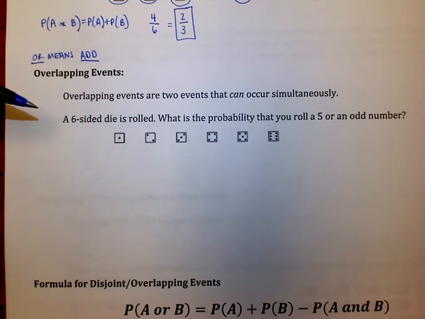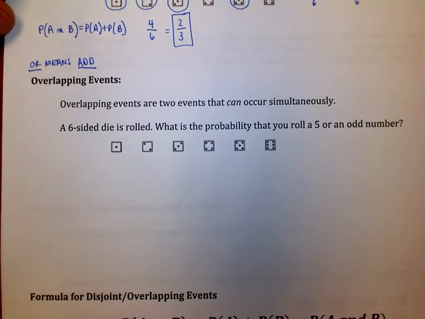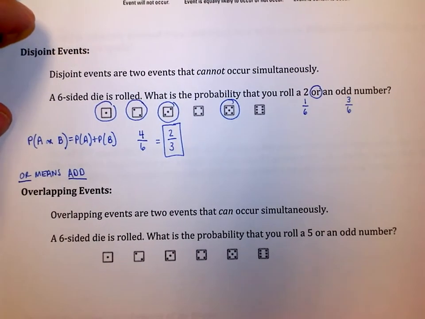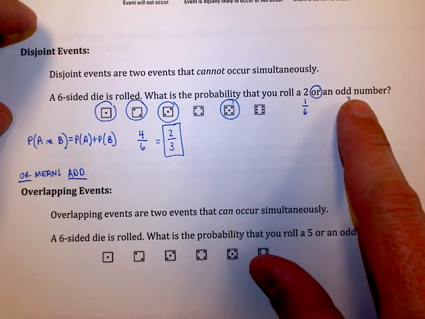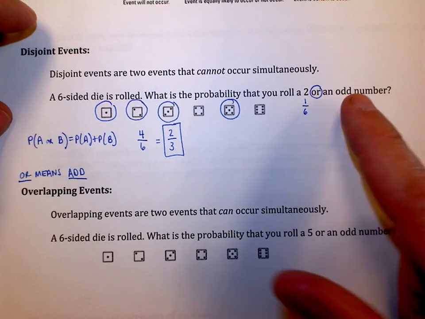So I'm not saying that I'm going to roll two die at the same time. I'm simply saying that I'm going to look for two outcomes, and those outcomes could happen simultaneously. Okay, the disjoint event, just to review, we said like a 2 and an odd number. I can't roll a 2 and an odd number at the same time because 2 is not odd. But what if I had a 3 or an odd number? How would that change things?